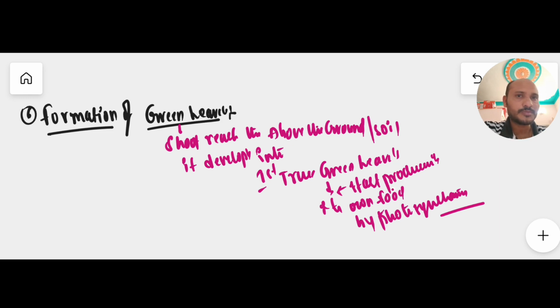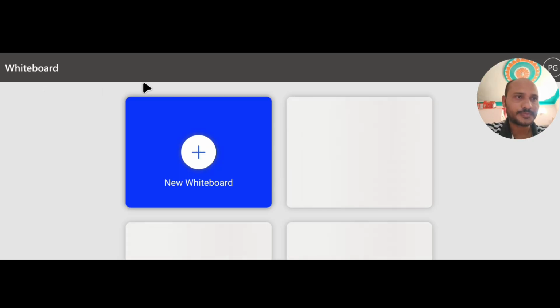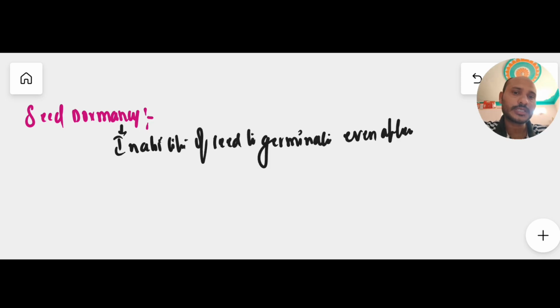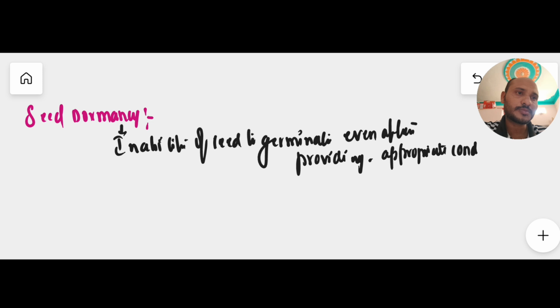And now we move on to a very important concept. Sometimes the seed undergoes dormancy, meaning it won't get germinated. So that is the concept of seed dormancy. Here I am writing about seed dormancy. What is seed dormancy? Seed dormancy means inability of the seed to germinate even after providing appropriate conditions. Then the seed is said to be dormant.